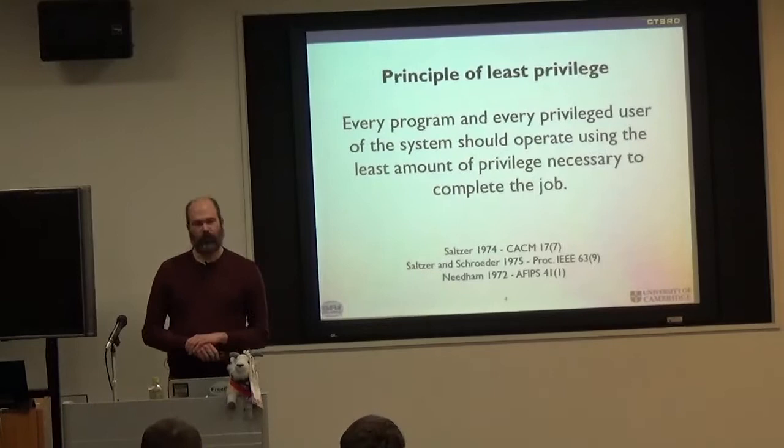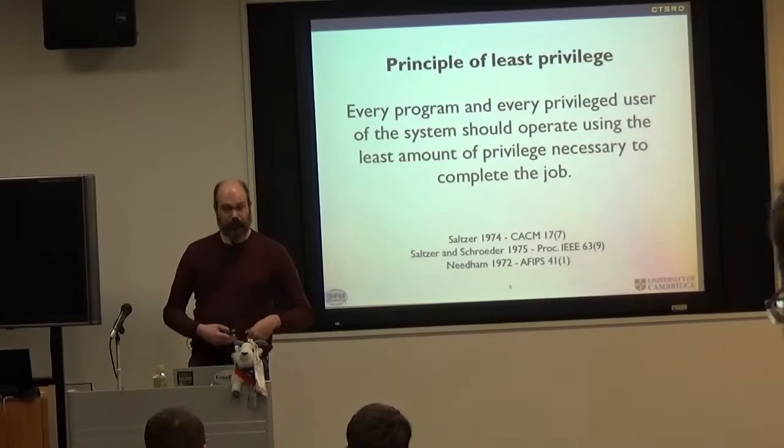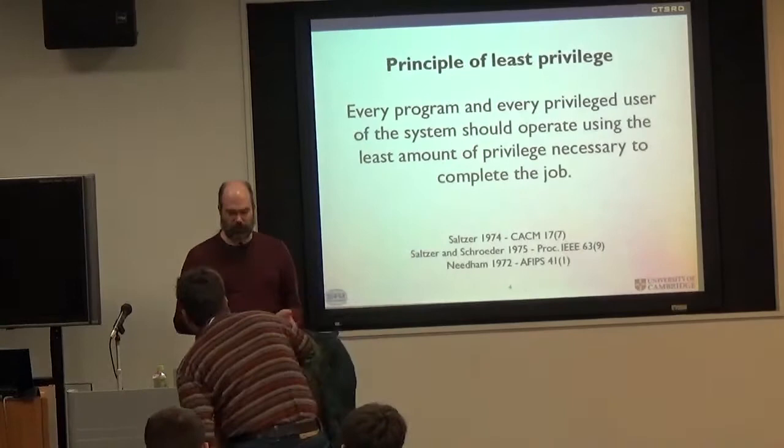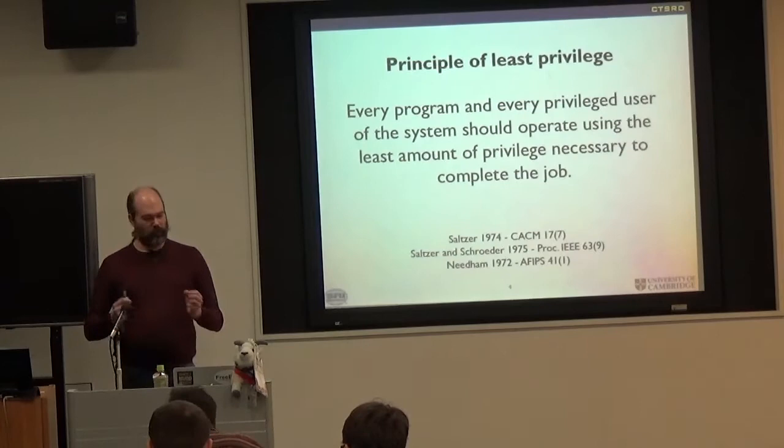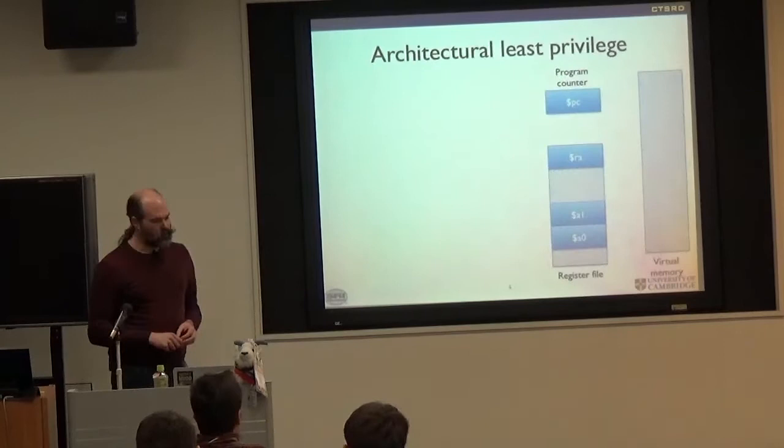So what we're aiming to do is apply the principle of least privilege at an architectural level and at an application level. The principle of least privilege is a long-standing concept that every program, every privileged user, every object that is executing should have only the privilege it needs to do the job it's supposed to do, and nothing else. So we do this at two levels. One is the architectural level.